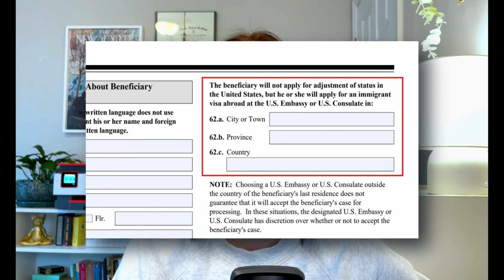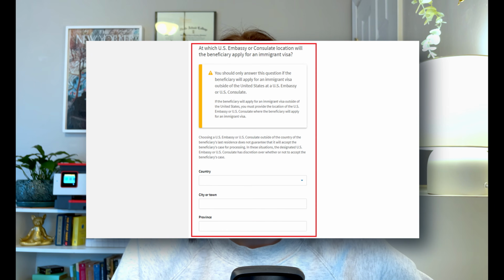The second half of this particular question refers to people who will be continuing their green card application process overseas at a U.S. embassy or consulate. In that case, you will not be answering the adjustment of status question. You will be moving on to this particular question. So on the paper-filed form, it is questions 62A through 62C. You will only answer these questions and you will not answer the adjustment of status questions. Same applies to the online application.